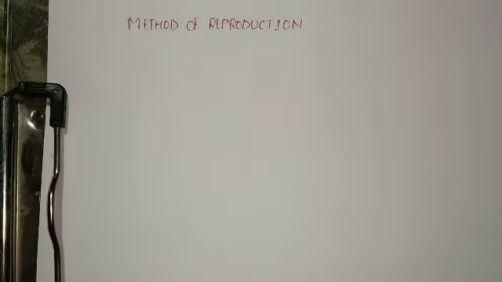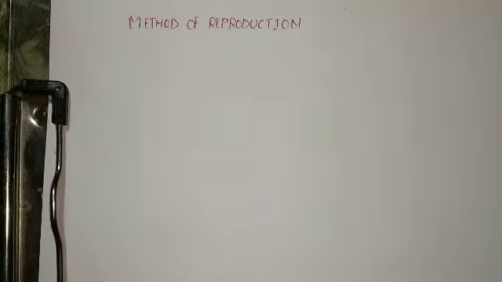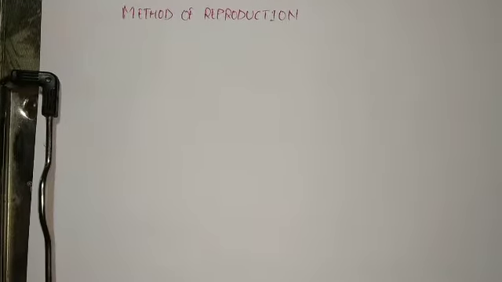Yesterday we discussed the intro part of amoebiasis disease. In that we already discussed the causal organism and the different stages of Entamoeba histolytica, along with the mode of transmission and the incubation period. So today we are going to start the method of reproduction.